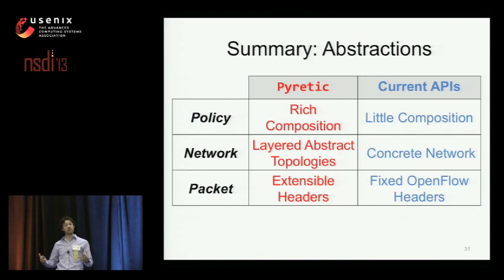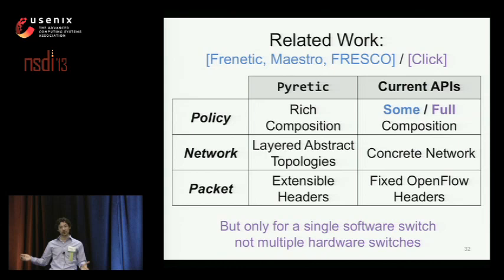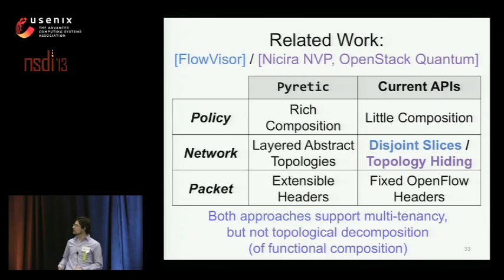We've built upon insights from great pieces of previous work. Frenetic, Maestro, and Fresco in the SDN world provide some composition. Click provides full composition, but only for software routers, not multiple hardware routers. Likewise, in the network world, FlowVisor, Nassir MVP, and OpenStack Quantum provide disjoint slices and topology hiding, which are useful for multi-tenancy, but not for decomposition.